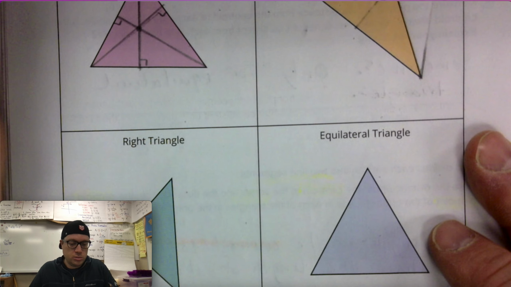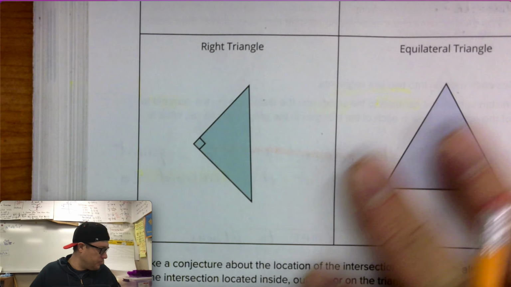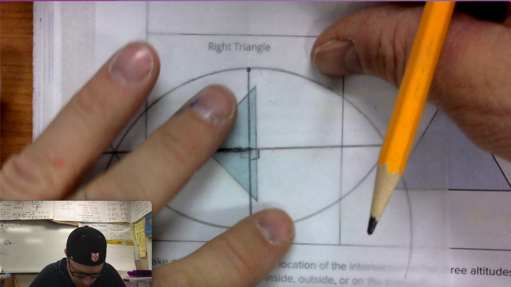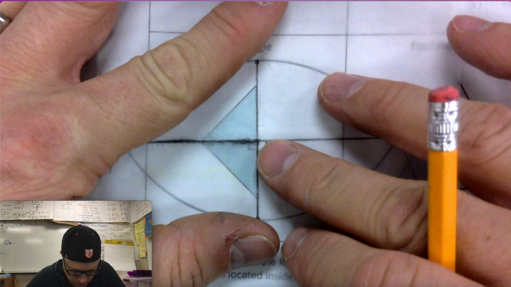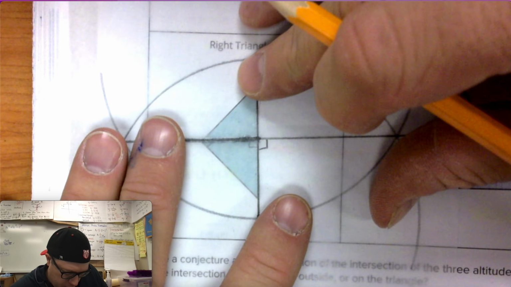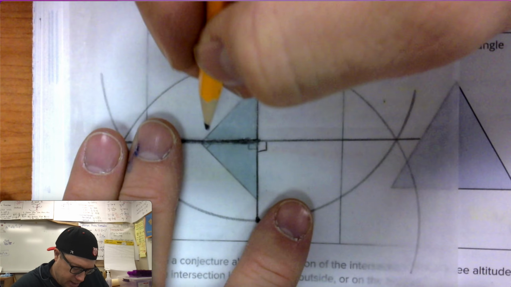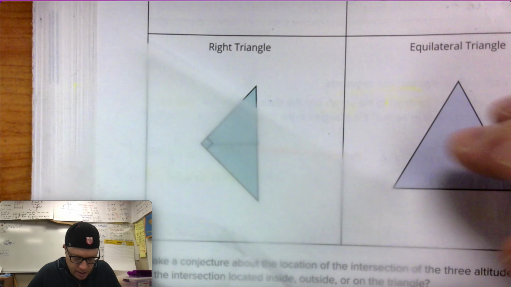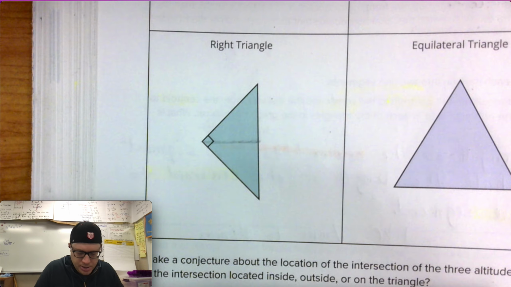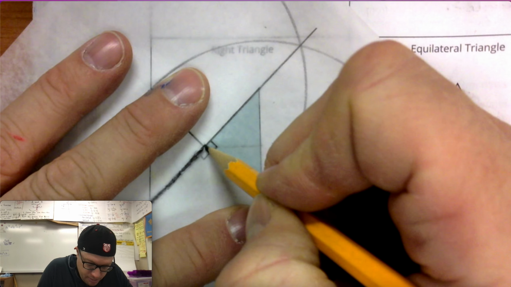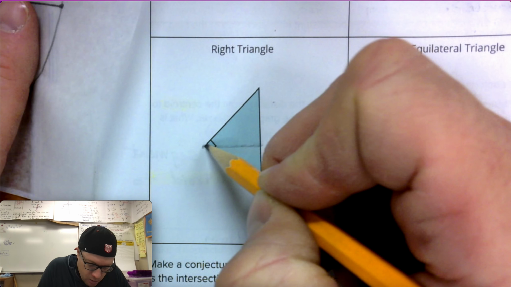Now for the right triangle. See, for the right triangle, it should go right through the angle. It should be a bisector. In this case, the altitude and the bisector are the same. And then because of the right angle, this is kind of like the cheese part here, my perpendicular bisector is going to be actually right on that corner.